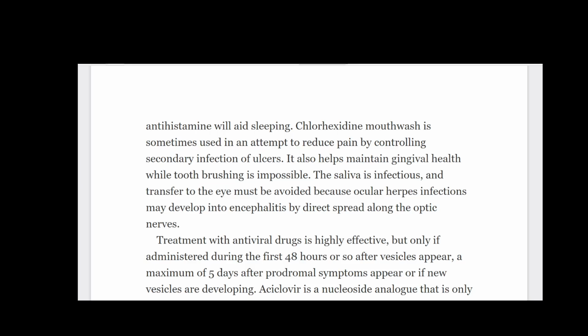Treatment with antiviral drugs is highly effective, but only if administered during the first 48 hours or so after vesicles appear, a maximum of 5 days after prodromal symptoms appear, or if new vesicles are developing. Acyclovir is a nucleoside analog that is only phosphorylated by viral DNA-encoded enzymes in infected cells. The activated drug blocks viral DNA synthesis, preventing viral replication.